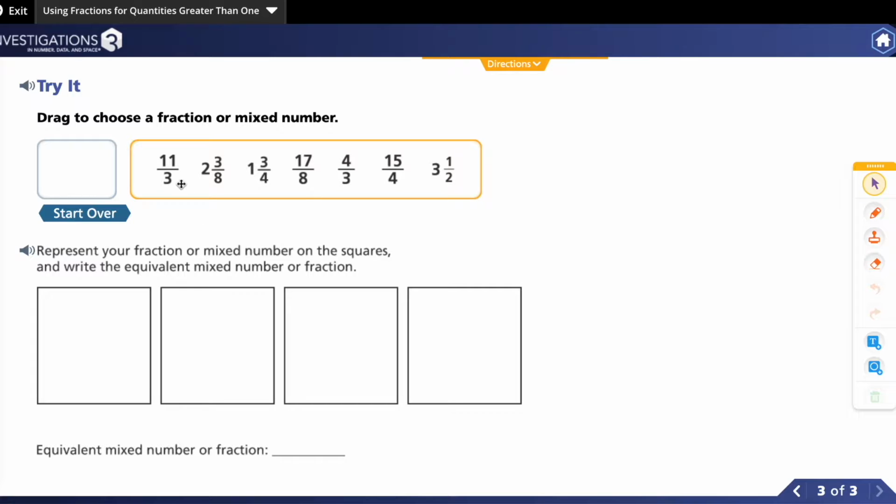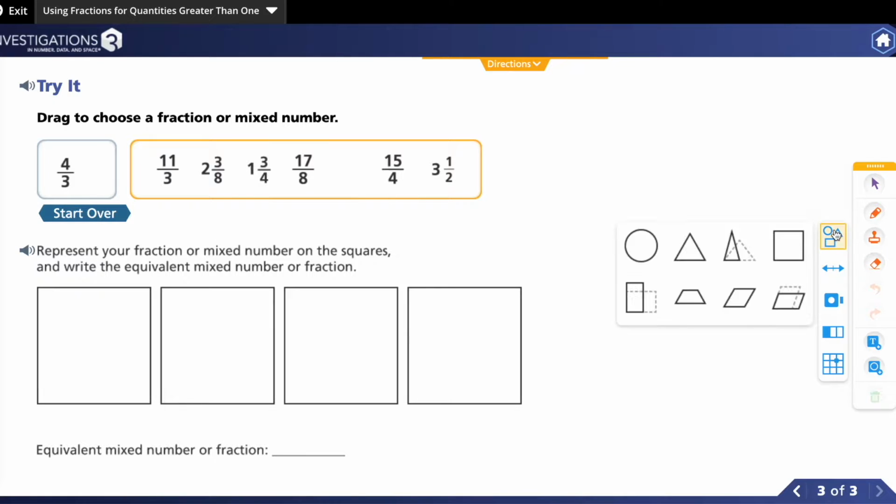Let's try this now. Let's start with 4/3. Remember, we look at that bottom number, right? This would be 11/3, 2 and 3/8, 1 and 3/4, 17/8, and so on. We're going to try 4/3.